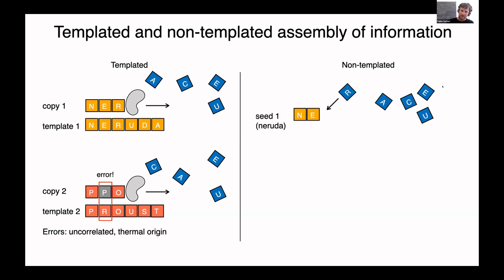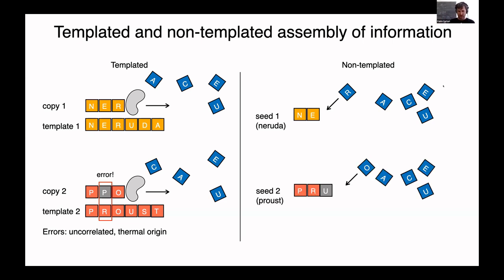In contrast to this, in non-templated assembly, the idea is that the information of these different structures, these different names, is already in the mixture. And all you have to do is retrieve it by giving it a small cue, for example, in the form of a seed. So if you want to assemble the word Neruda, you just put NE and you expect the rest to grow. And if you want to assemble the word Proust, you put the letters PR and you expect this to continue growing.